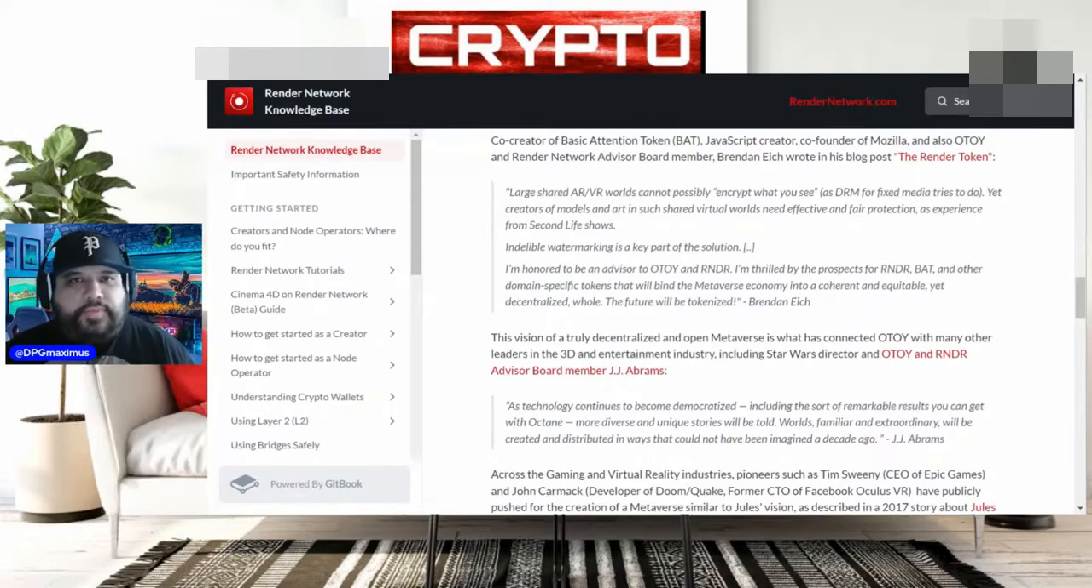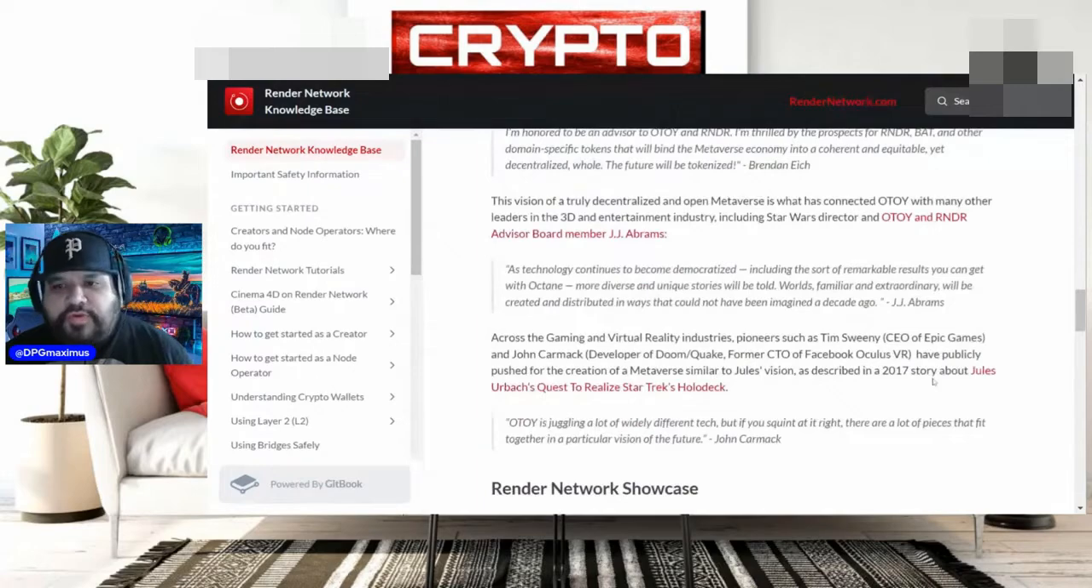Now, earlier we talked about J.J. Abrams. There's one more reference in regards to him. It says this vision of a truly decentralized and open metaverse is what connected Otoy to many other leaders in the 3D and entertainment industry, including Star Wars director and Otoy and Rndr advisor board member J.J. Abrams. I mean, God, we talk about key partnerships or key people. It's not what you know, but who you know. This is the perfect example of that. And here's the quote from J.J. Abrams, and we'll jump into the next thing.